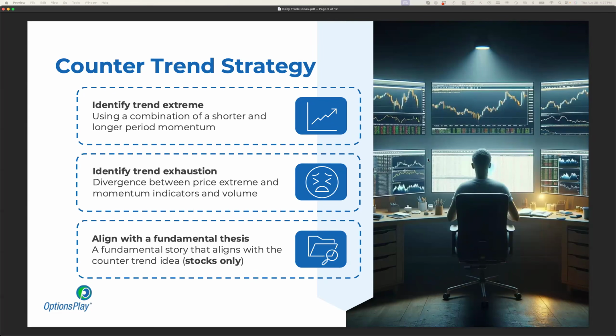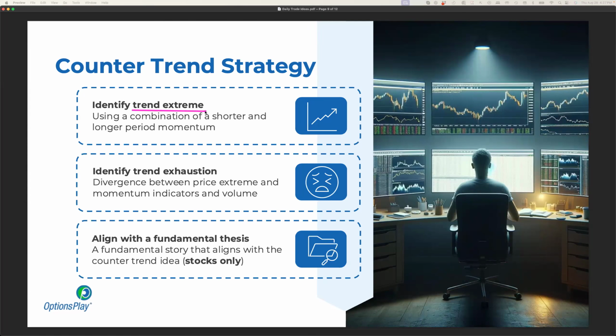Okay. So now, on the flip side, if you talk about counter trend, what we're looking for are trend extremes. Now, trend extremes are basically, every momentum indicator will tell you when something is technically overbought or oversold. Those are quote unquote price extremes. But we tend to find that if you just look at a single indicator, that's usually not enough, and you get a lot of false signals.